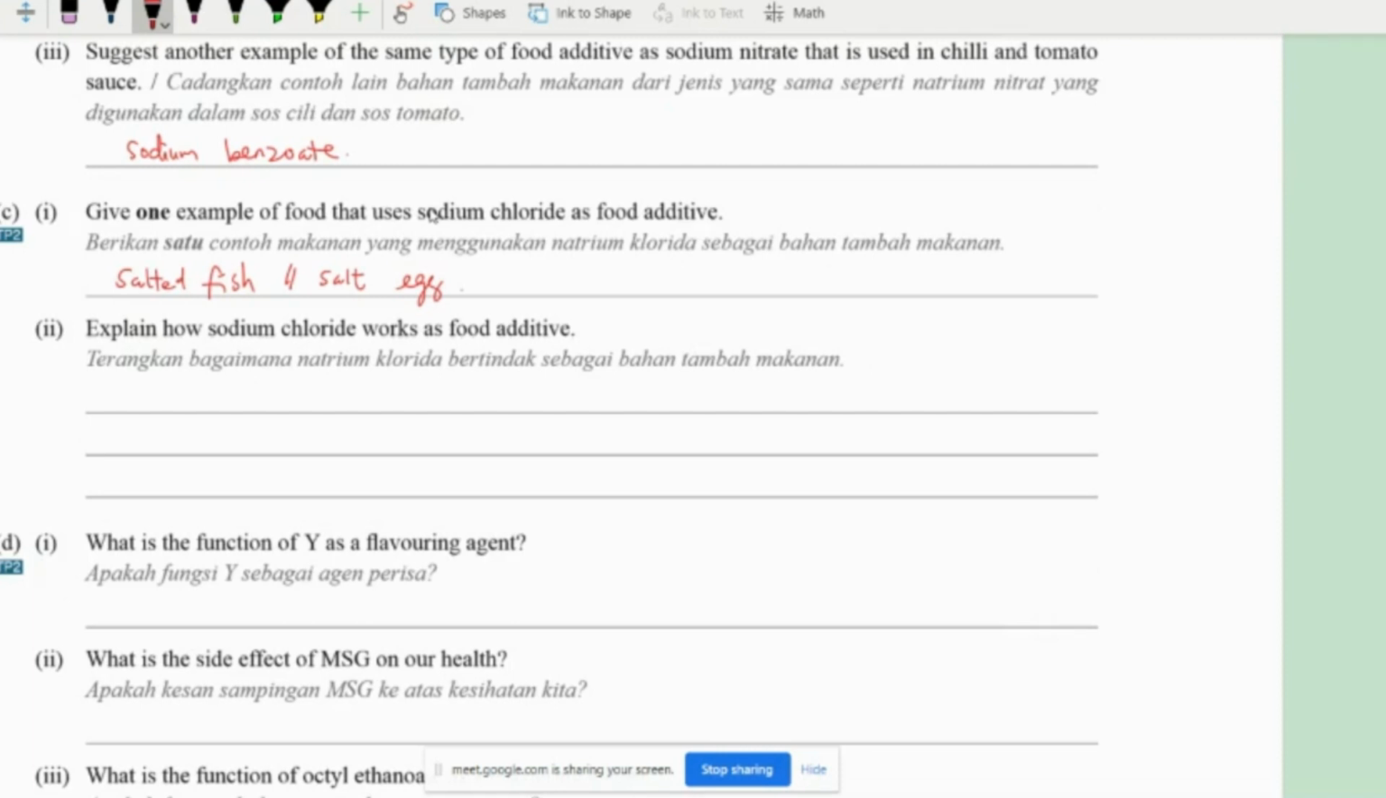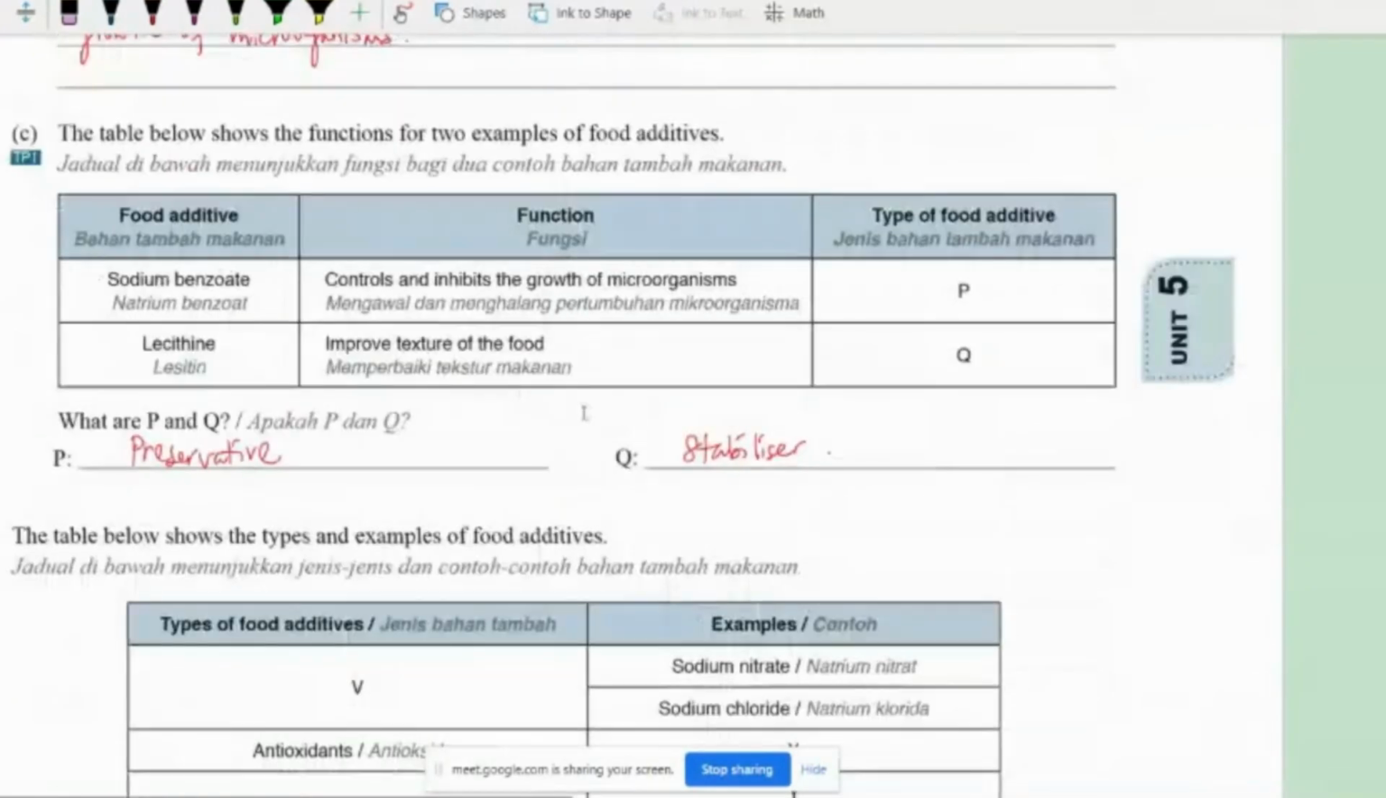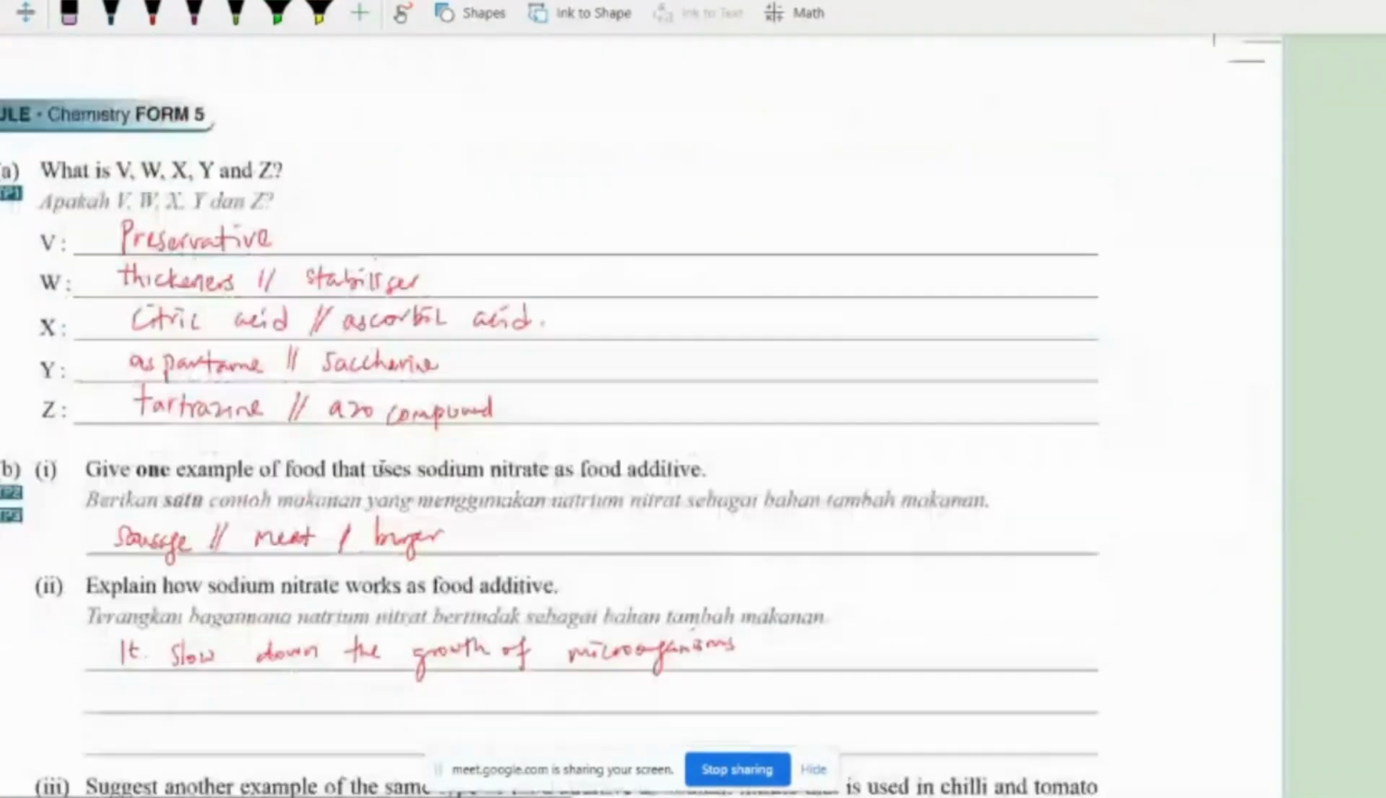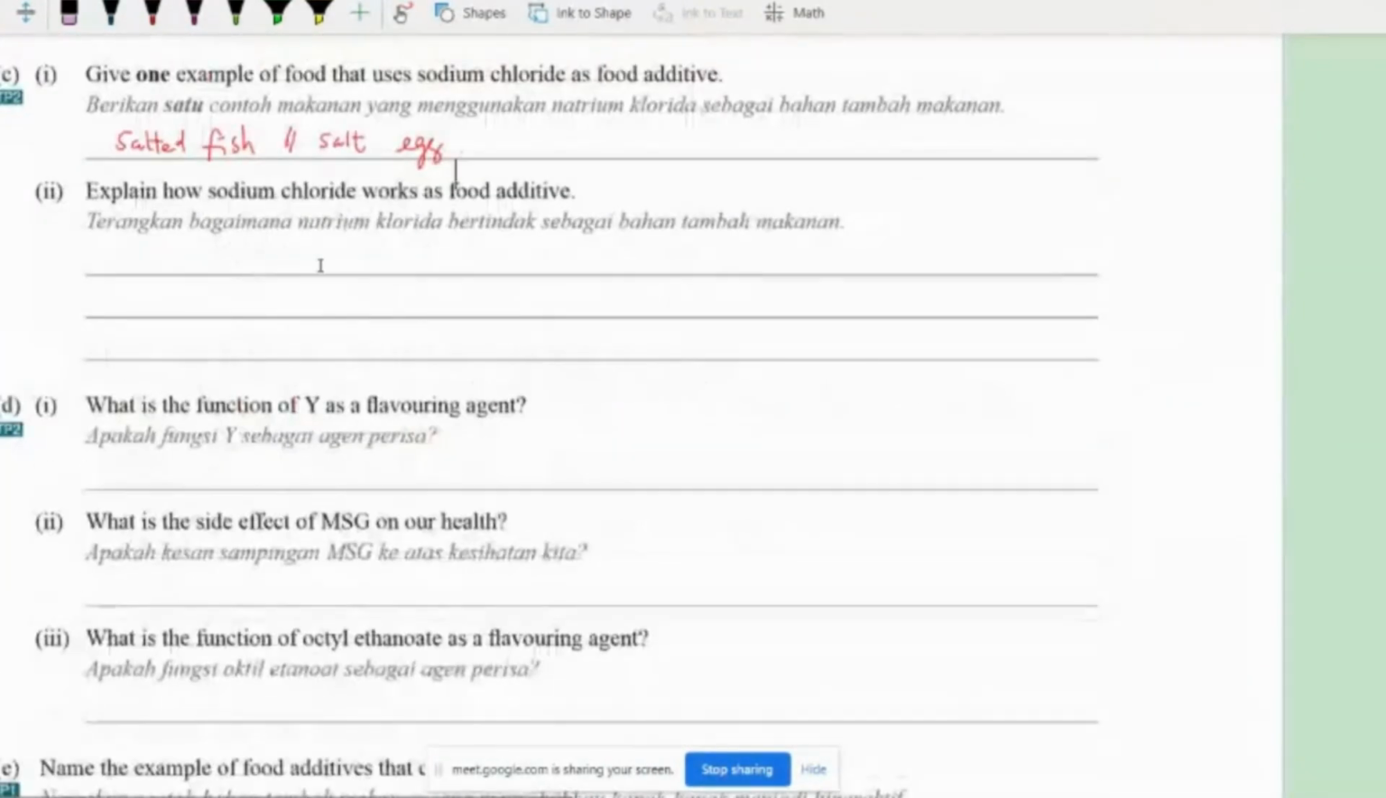Now, how about how it works? This one is the removing of the water. It removes the water from the cell of the microorganism, same as just now, the sugar one. It draws the water out of the cell of the microorganism and retards the growth of the microorganism. Same as the function here.